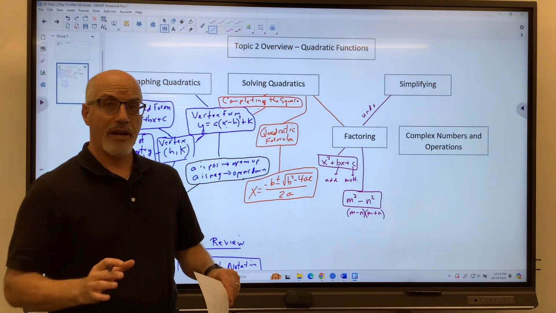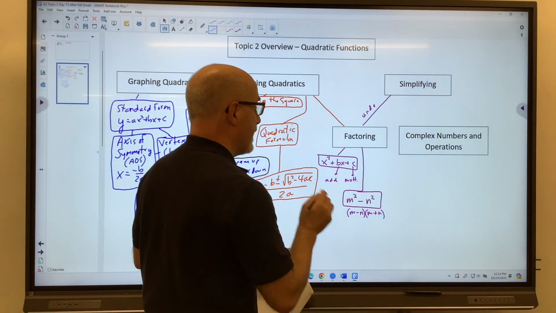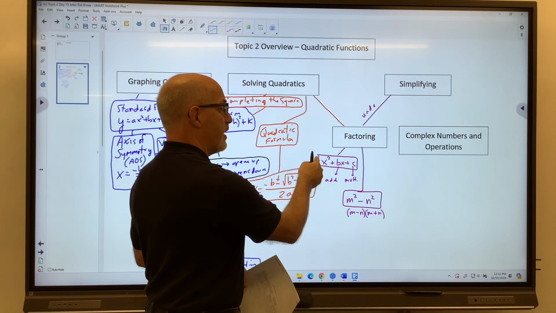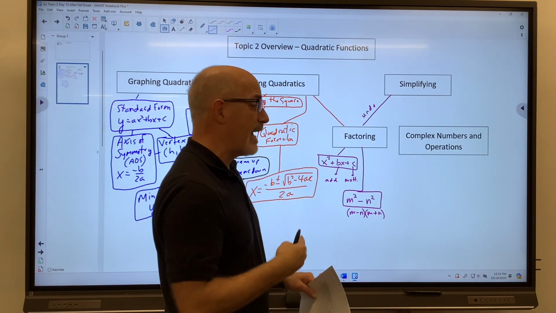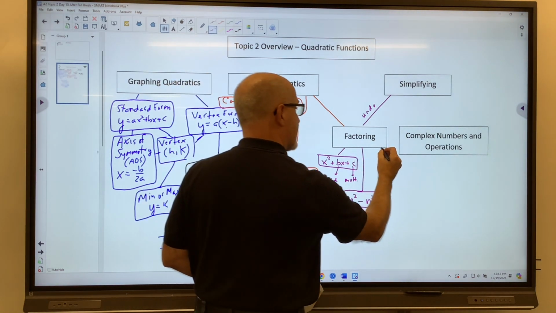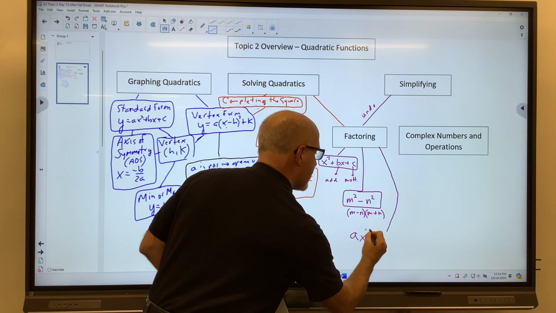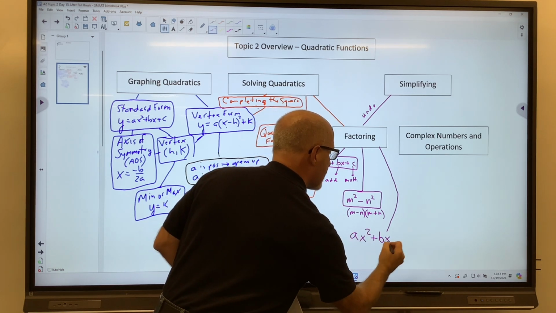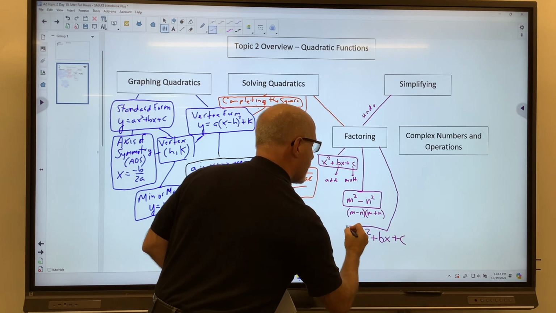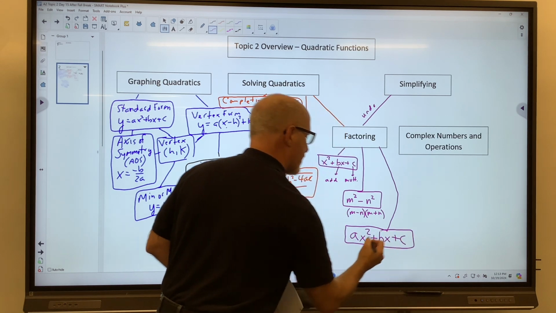The third pattern that we use for factoring is where we do not have a 1 in front of the x squared. Instead, we have a number. So we'll have, instead, down here, we'll list ax squared plus bx plus c. You've got a number in front of that x squared.